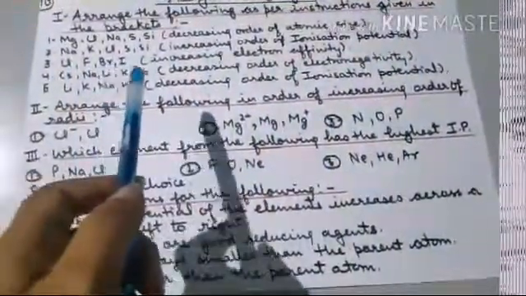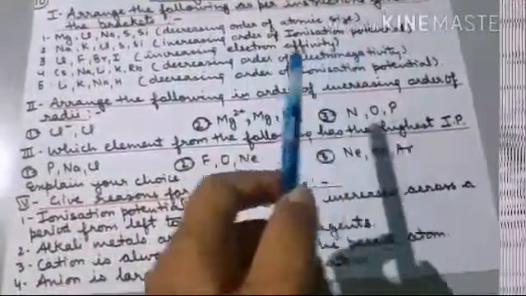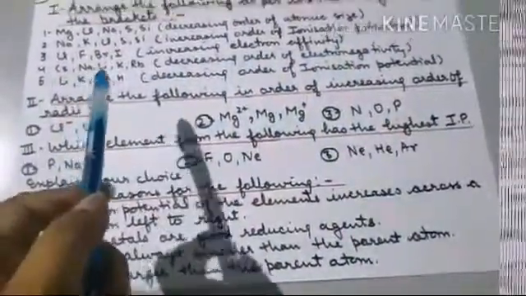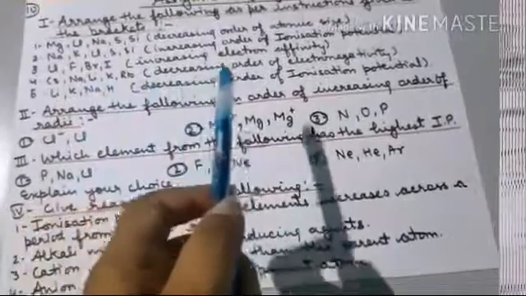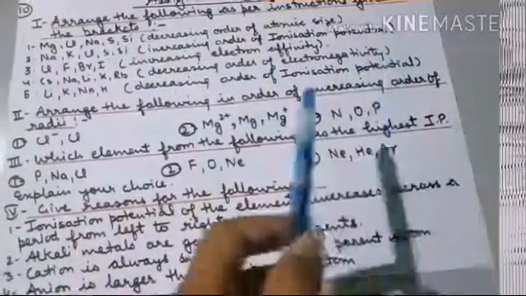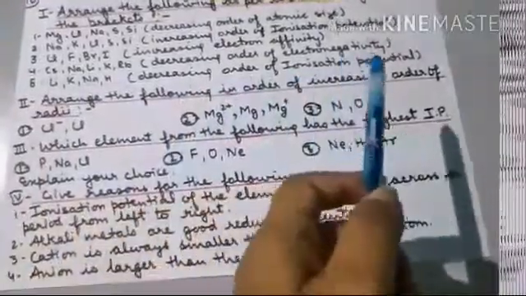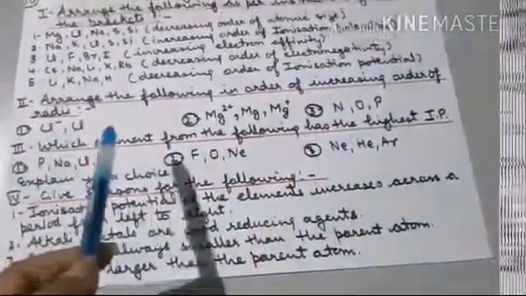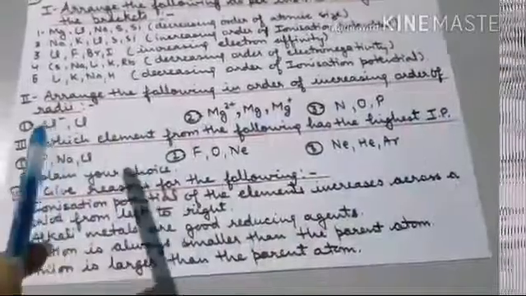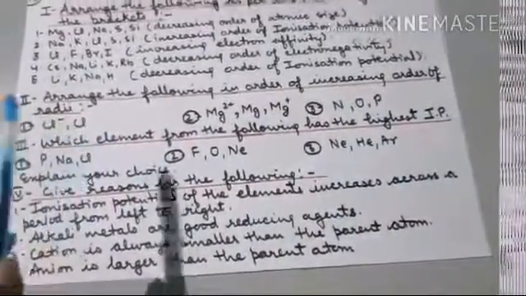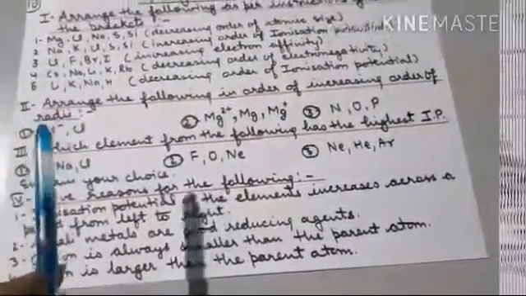Chlorine, fluorine, bromine, iodine in increasing electron affinity. Cesium, sodium, lithium, potassium, rubidium in decreasing order of electronegativity. Lithium, potassium, sodium, hydrogen in decreasing order of ionization potential. Second, arrange the following in increasing order of radii. Means you have to write it in the increasing order of the atomic size.